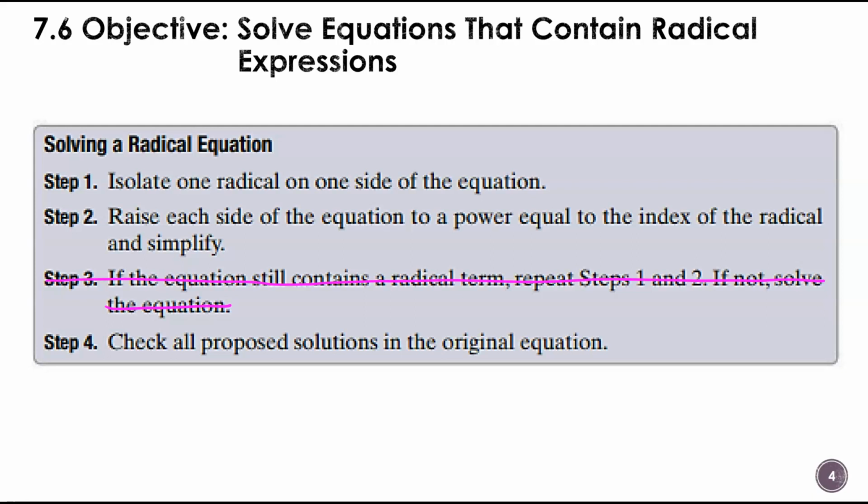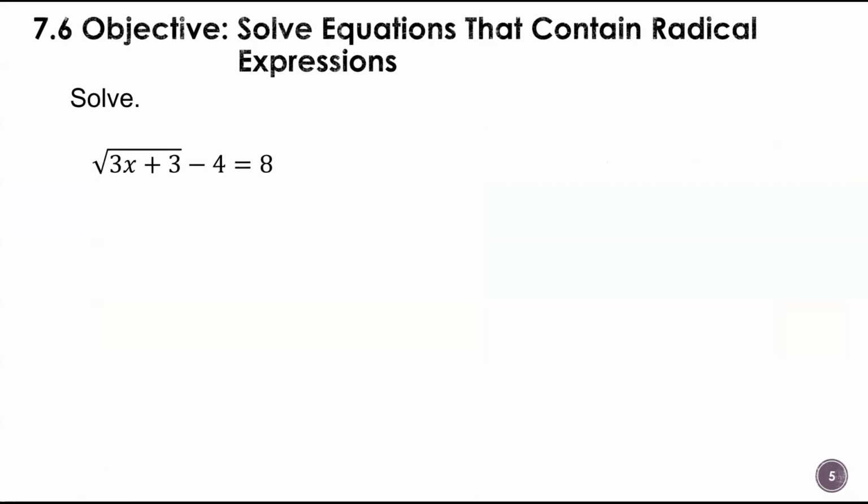So I've already shown you step 2 and step 4. Step 1 will be coming up as we work through these. So notice on this equation, the radical is not isolated. To isolate, we're just going to add 4 to both sides of the equation. So now we have the square root of 3x plus 3 equals 12. So now we can solve.